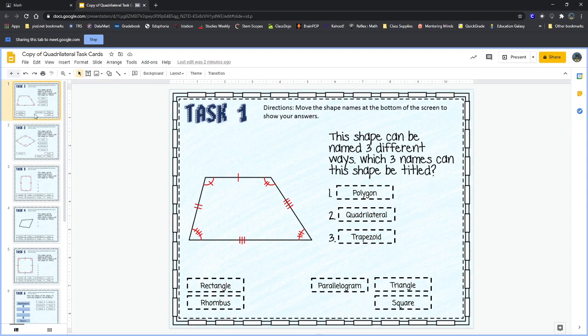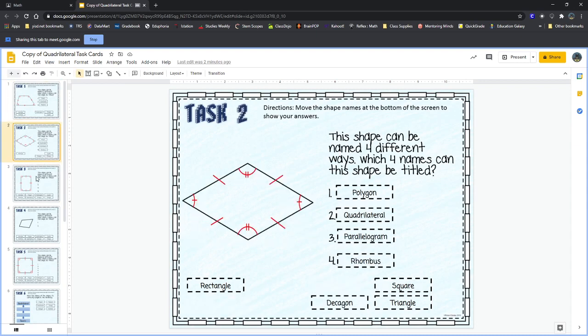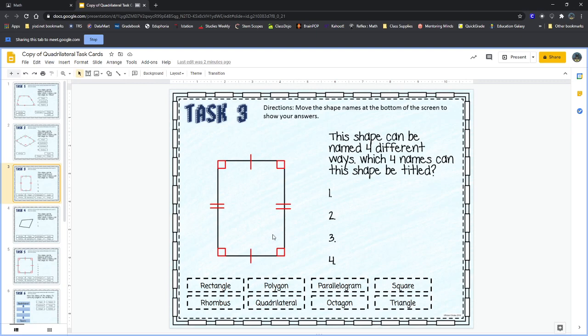We've gone over task number 1, gone over task number 2. Take a look at the next task.